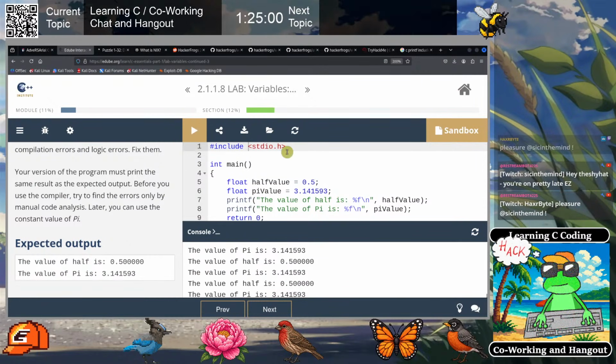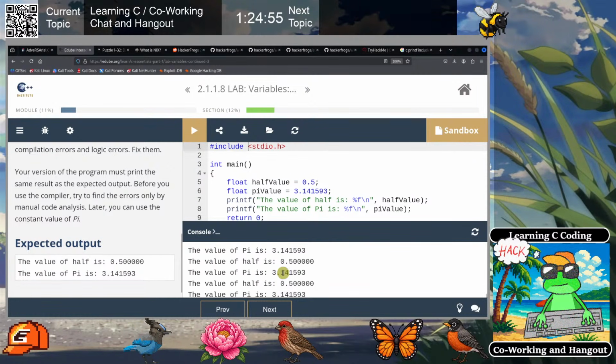All right, we move on to the next section. Okay, so yeah, this is the same as the expected output. Okay, move on.